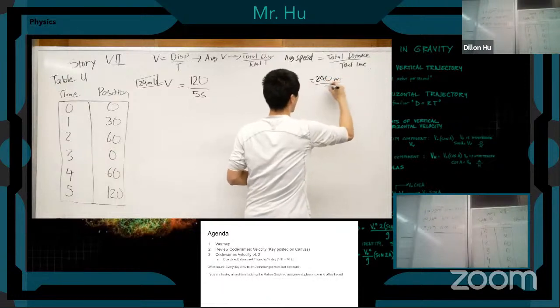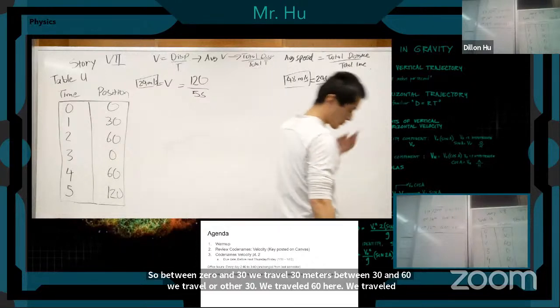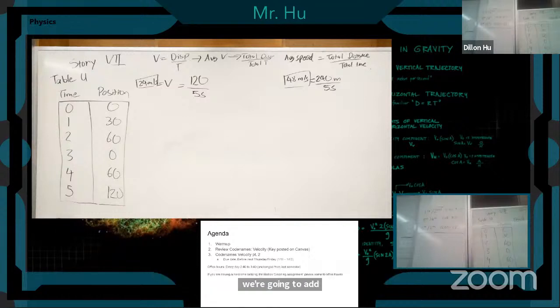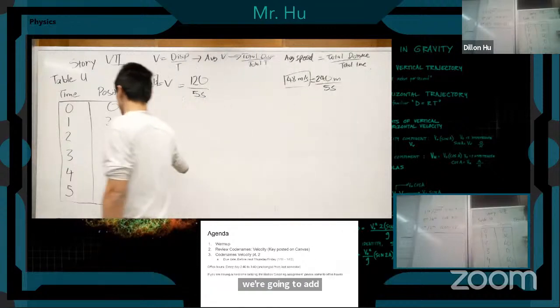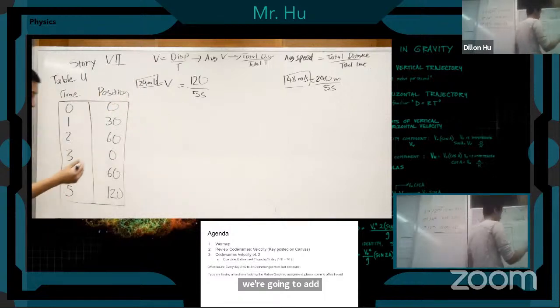Our total time is the same at 5 seconds, and so our average speed is 48 meters per second. So this is very important here. Recognize the difference between average speed and average velocity, and we're looking at the difference between distance and displacement. Very important.